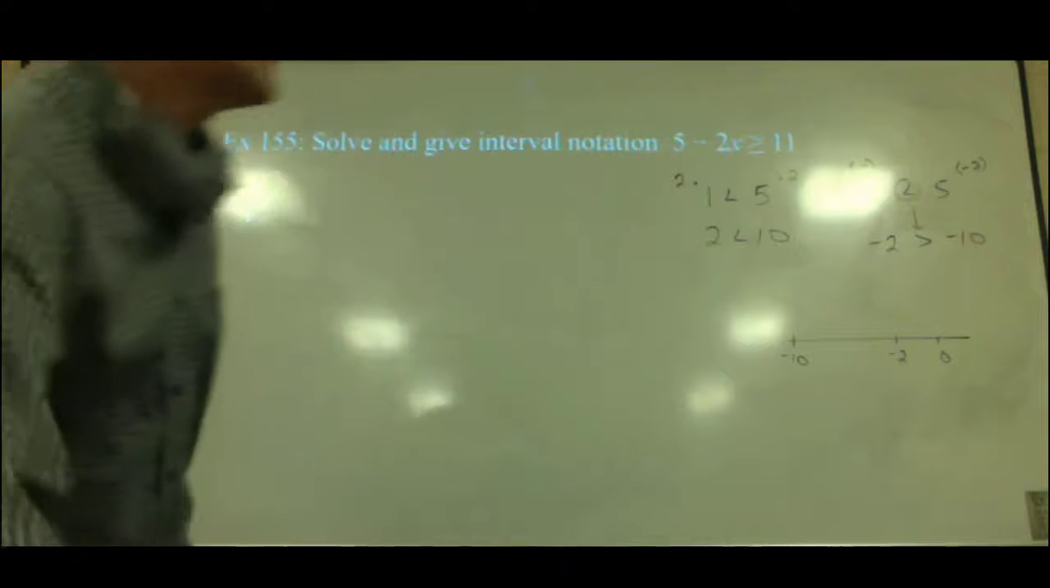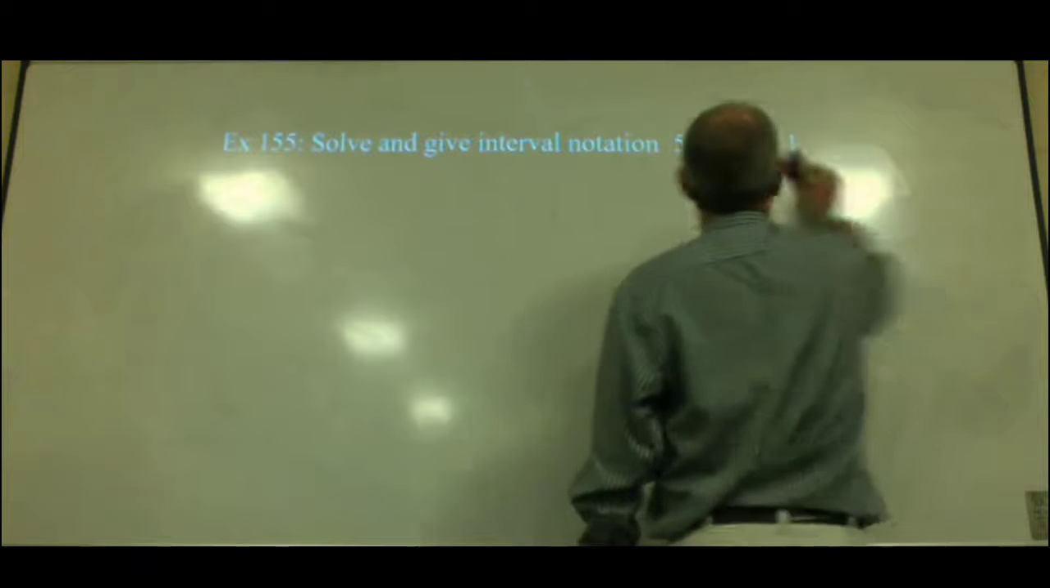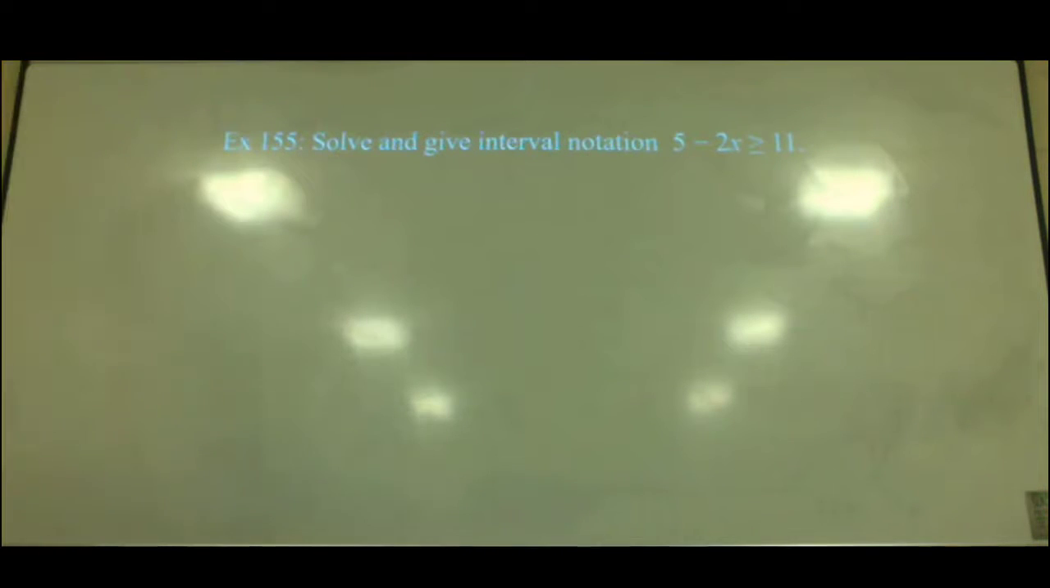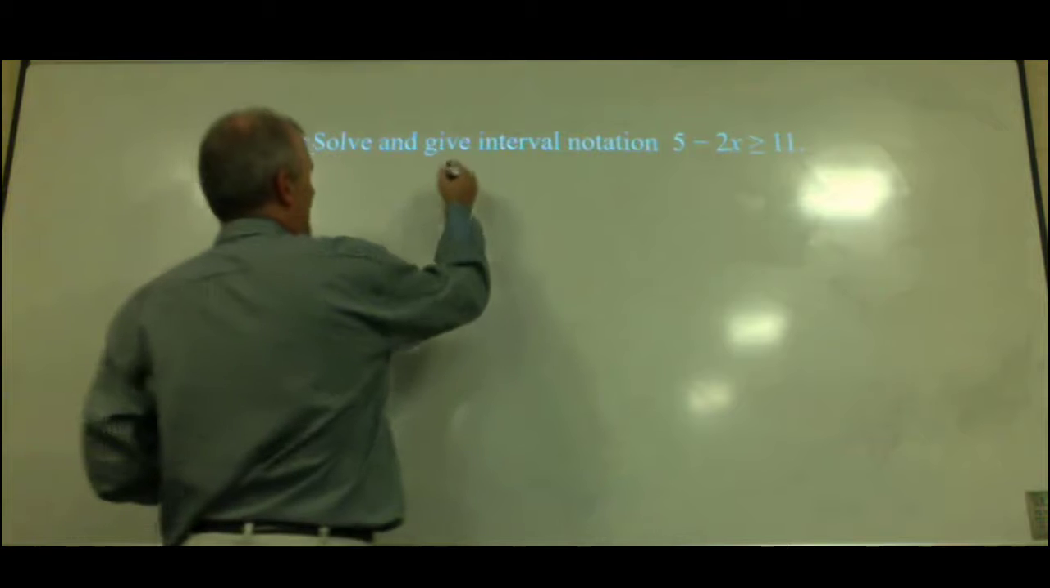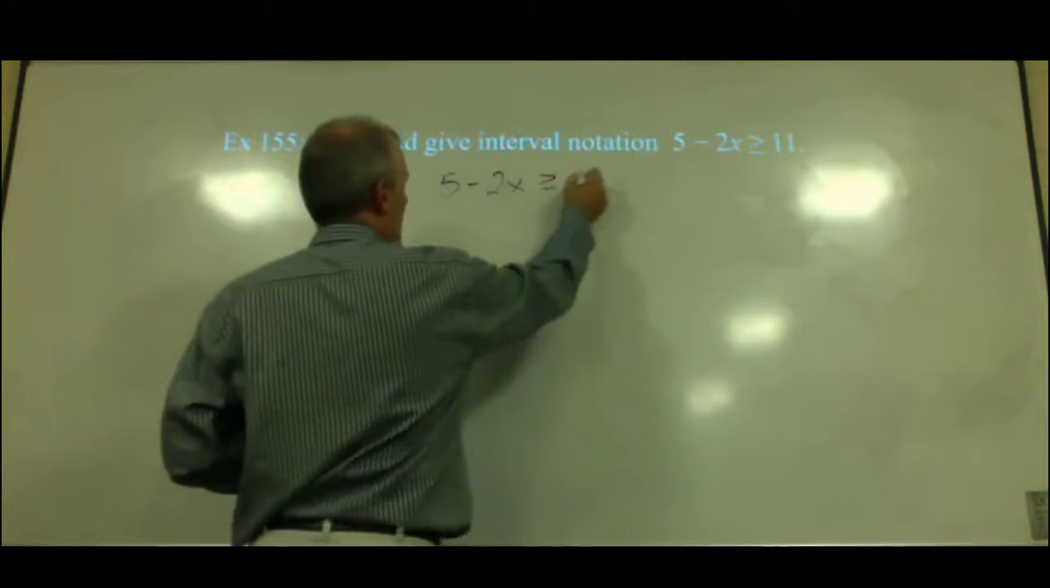I just heard a gasp, so I wasn't sure if we were writing something down and I went too fast. So let's take a look. Here's our inequality. Our goal, just like when we were solving equations, is to get the x by itself, or the variable by itself. So I'm going to rewrite this right here in the middle. 5 minus 2x is greater than or equal to 11.